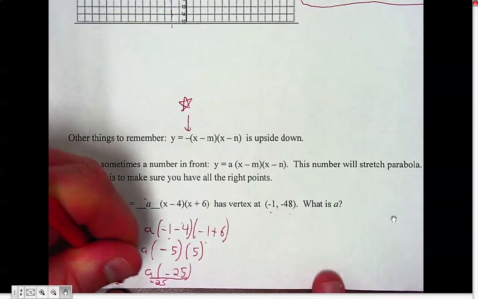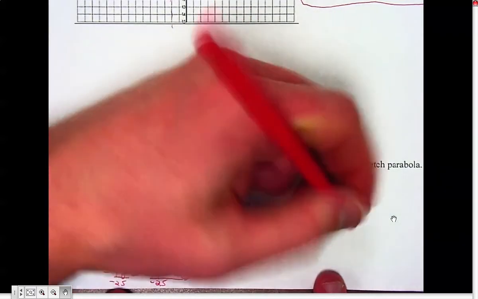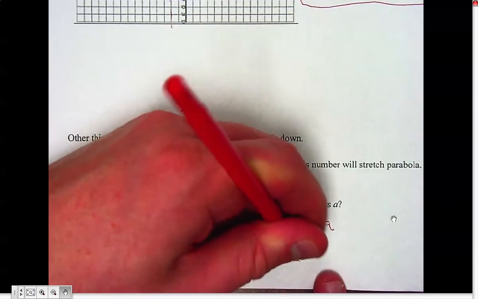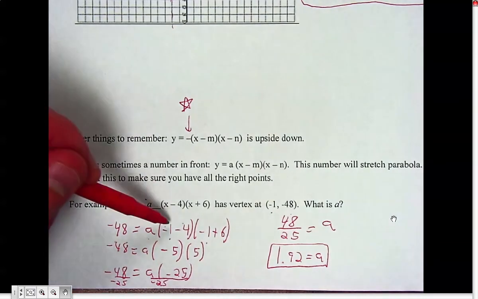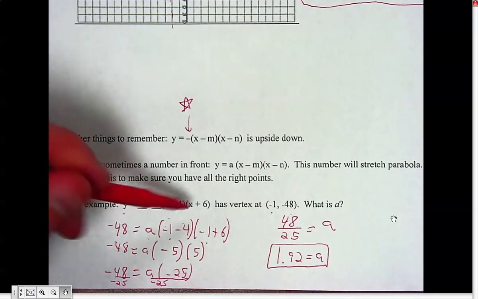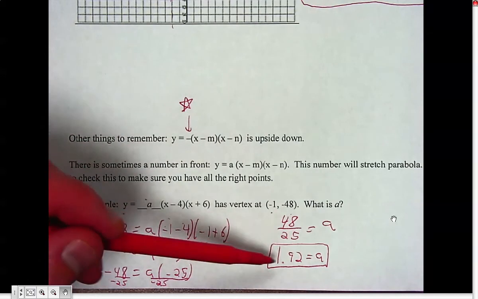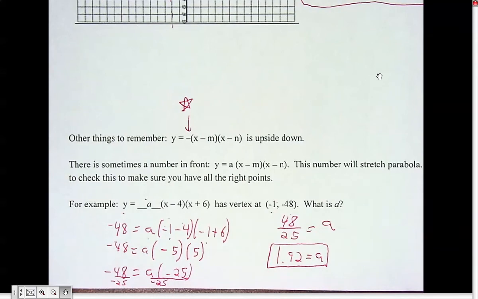I divide, and this one doesn't come out very nicely, but you get 48 divided by 25 equals A, and you can do that on your calculator if you want to. 48 divided by 25 is 1.92, which is your A value. So you're able to figure out A by plugging in the X and the Y, and then just doing a little bit of algebra. Now I know this parabola opens up because that A is positive. It's going to have that vertex in the right spot. Thank you very much.